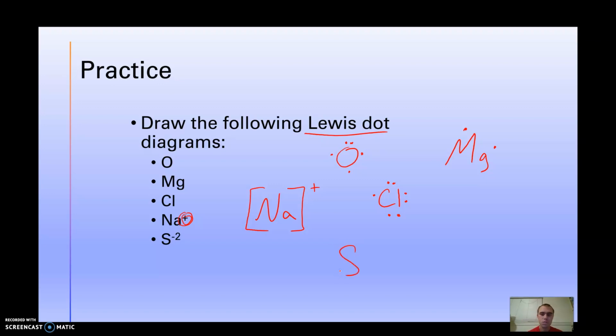S-2. So we have sulfur. If we find sulfur, we know that normally it has 6 valence electrons, but it has a charge of -2, so that means it gains 2 negative particles, or 2 electrons, and so now we have 8. So we're going to start 1, 2, 3, 4, 5, 6, 7, 8. This is an ion, and so we put it in brackets and put the charge on the outside.